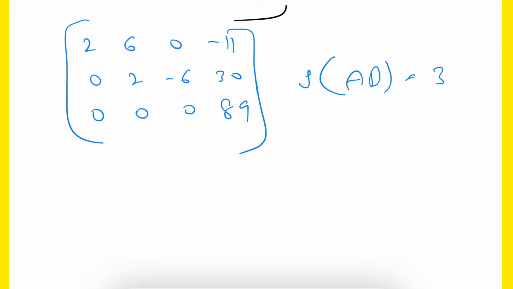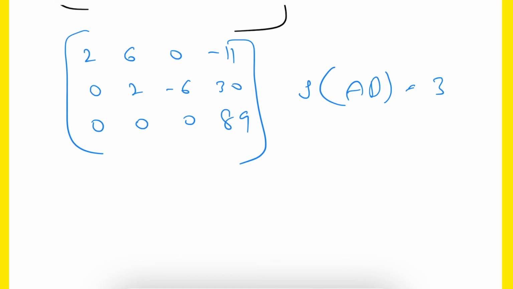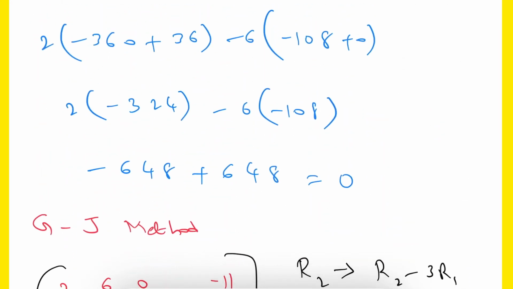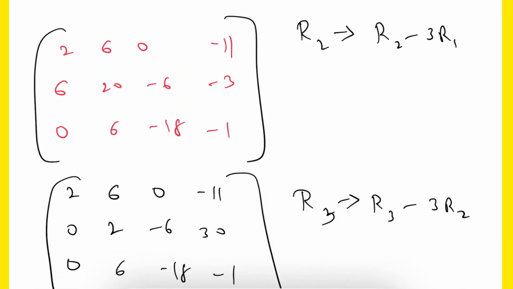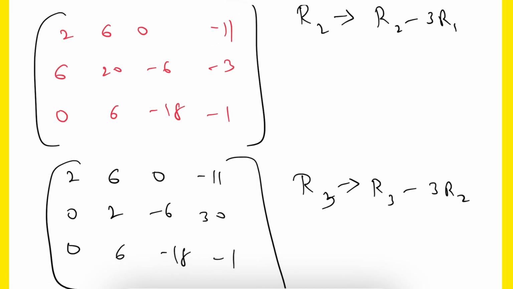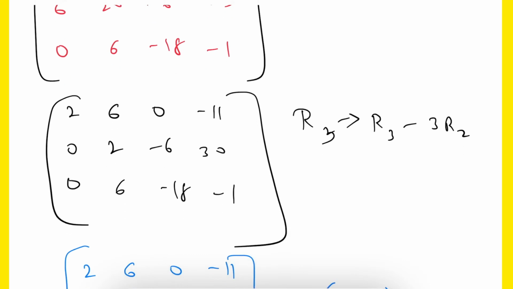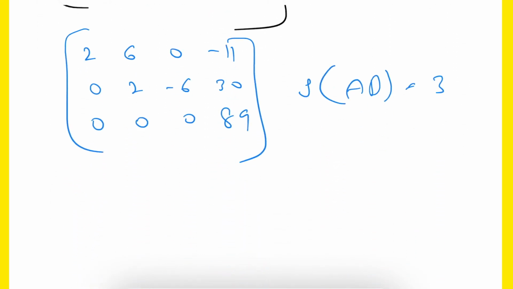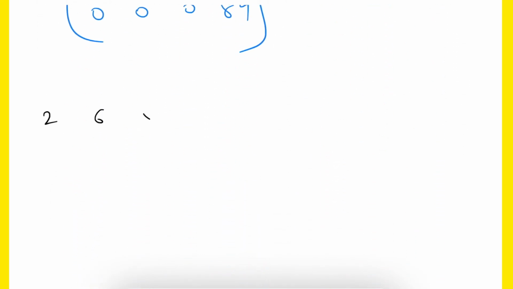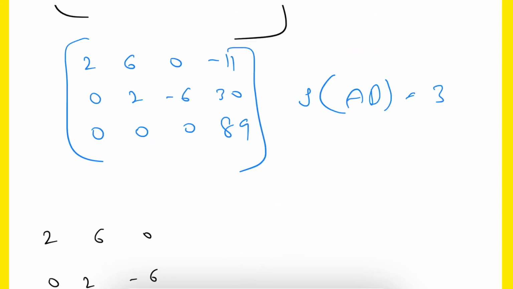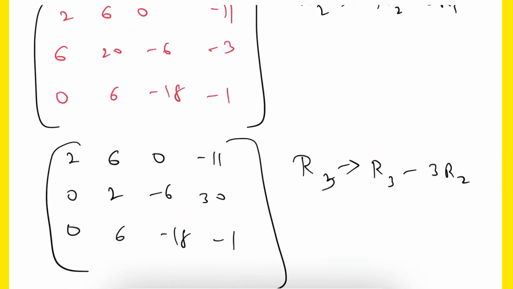Now let us find out the rank of the matrix then. Where is the matrix we have, this one, right? 2 6 0, 6 20 minus 6, 0 6 minus 18. Let me take that 3 by 3 matrix now, this one, 2 6 0, excluding the last column, 0 2 minus 6, 0 6 minus 18, okay.